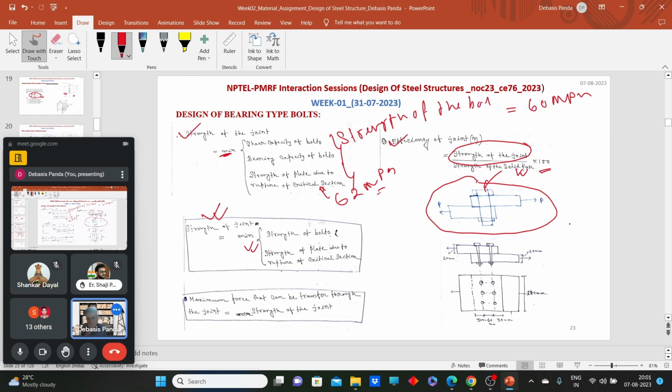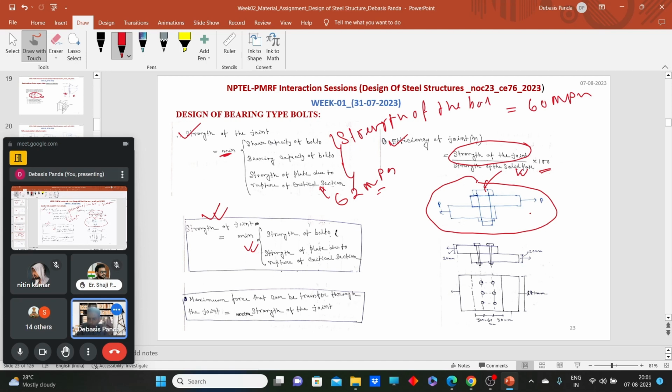Okay. So now we have an idea of how we can calculate the strength of a bearing type bolt, how we can calculate the strength of a joint, or how much load a joint can transfer. Thirdly, what will be the efficiency of the joint, right? Now we are in a position where we can solve some examples. We can find out the capacity of the bolt, we can find out the strength of a joint, or we can calculate how much load a joint can transfer safely, or we can calculate the efficiency of this joint.